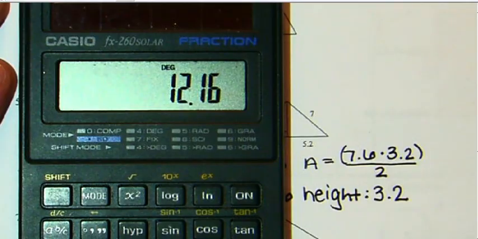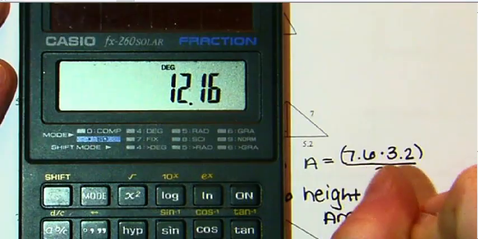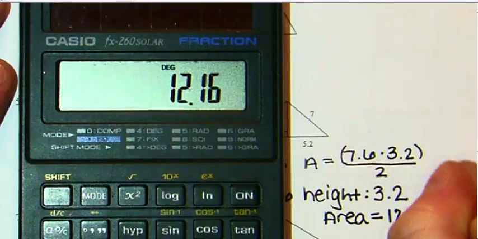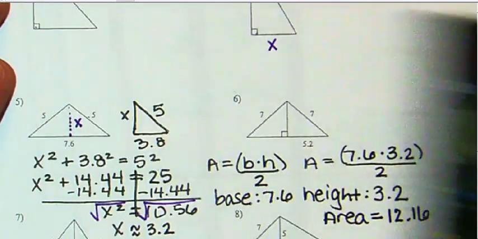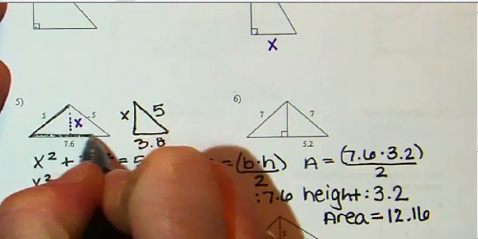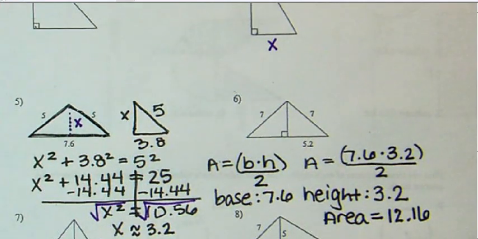It gives us 12.16. So the area will equal 12.16, and that's the area of this entire triangle. Okay?